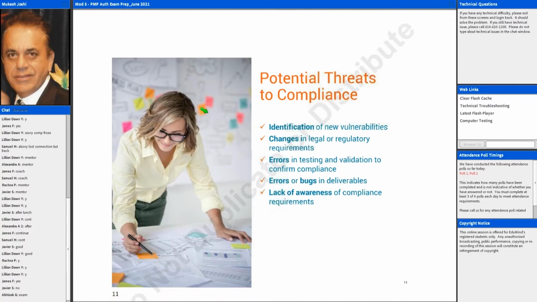Potential threats to compliance is also on the same page, 254 of SM. Potential threats to compliance. What are the threats to compliance? Identification of new vulnerabilities, changes in legal or regulatory requirements, as we talked about a few slides back, where the PMO also keeps an eye on it, and the legal department also, so that's why they keep an eye on it. Errors in testing. Errors in testing is very important.